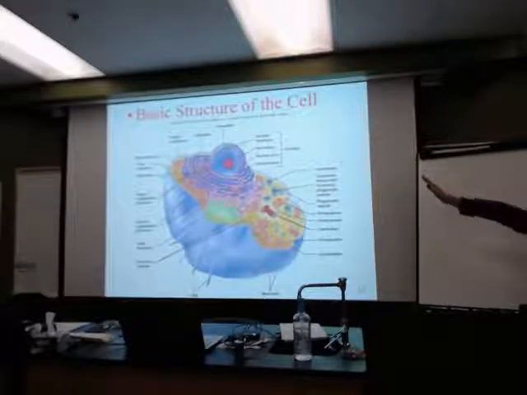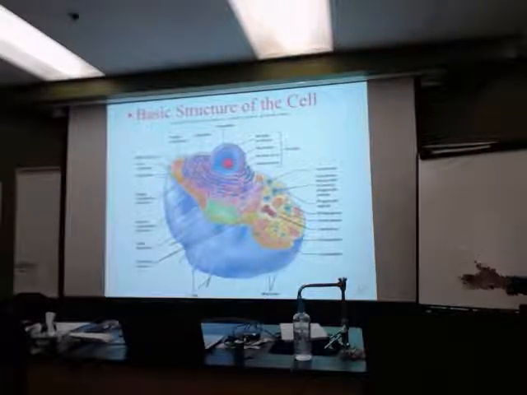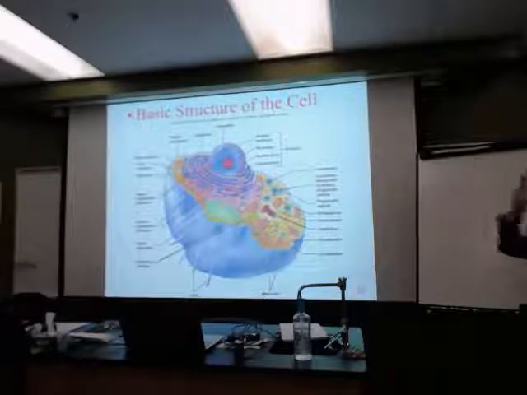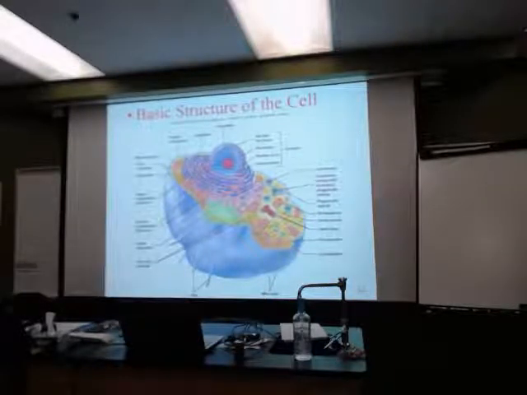Now, don't get me wrong. Nucleus, DNA, chromosomes, all important also. But here's the thing. For the cell to function, it has to get and use materials. The only way that it can do that is the plasma membrane.